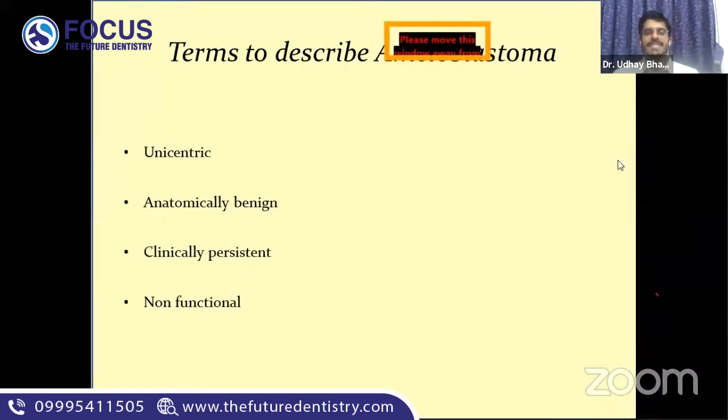Now, a scientist named Robinson was the one who described ameloblastoma with 4 words: unicentric, anatomically benign, clinically persistent, and non-functional. This has been asked exactly like this in an MCQ. So you have to know these terms at the back of your mind. So you should know what it is.